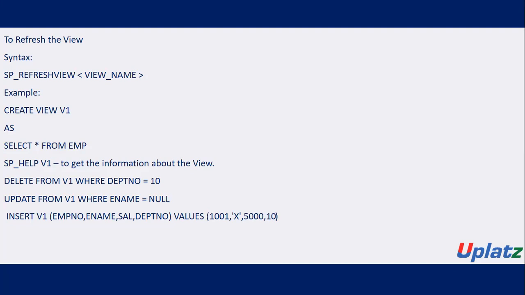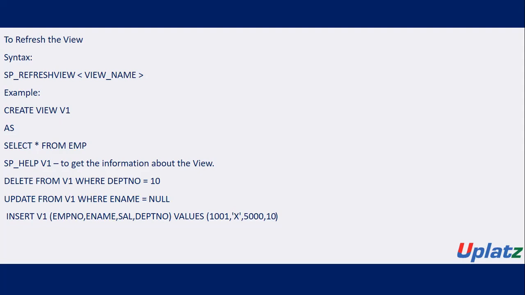We may get a doubt about where we are adding the with encryption and other options. These run in the background, and the only thing is we have to write the syntax as follows: create view v1 as select star from employee. That is, we are creating view v1 on the table employee where we are fetching all the columns from the table employee.